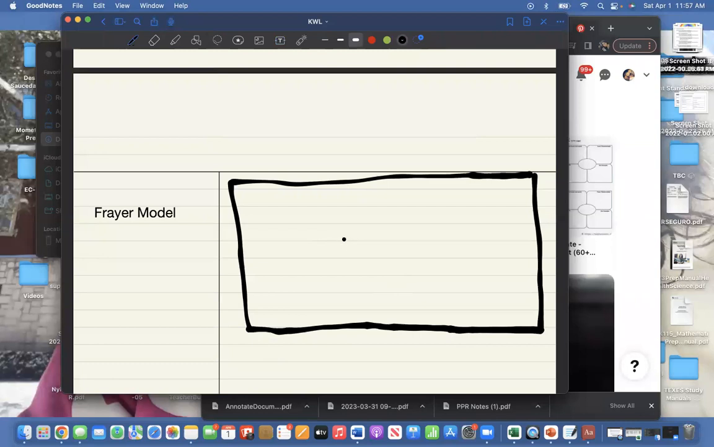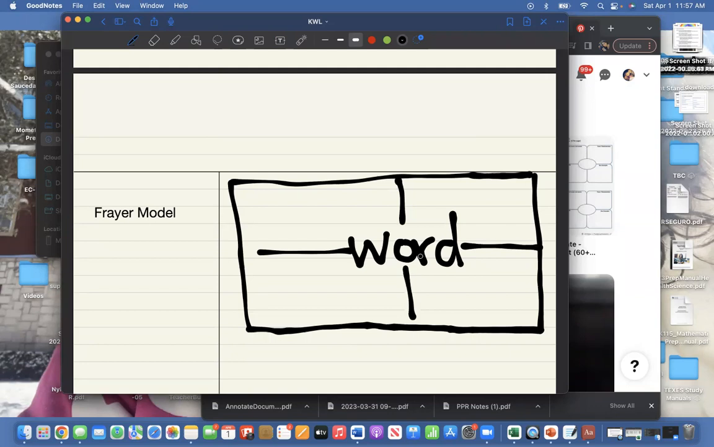And then typically you have the word in the center, and then you have the different sections here, the definition, the visual in the center, and the word somewhere else. I mean, people play around with it different ways. And so there's the definition here, maybe a picture here.